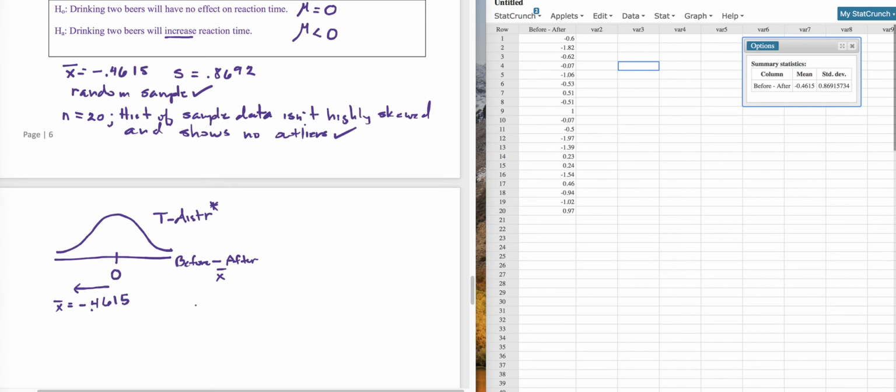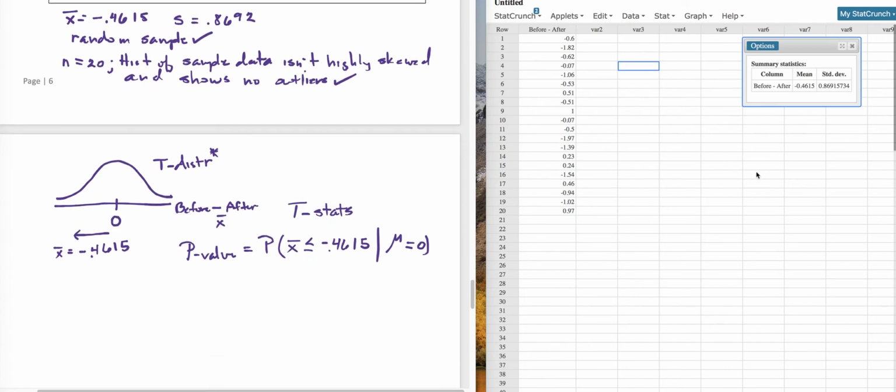Now we need to let everybody know that our p-value is the probability about our x bar value. It's to the left, so it's going to be the probability that x bar is less than or equal to that value we got, negative 0.4615, under the condition that mu is equal to 0. We're going to go into StatCrunch and use the t-stats function, get our p-value and our test statistic.